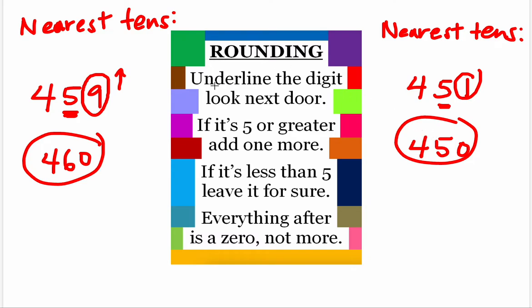Okay, so we'll read this again. Underline the digit, look next door. If it's 5 or greater, add one more. If it's less than 5, leave it for sure. Just leave it as it is. And everything after is a 0, nothing more. So just a 0. Okay? So again, if you need to copy this down into your notes, be sure to do that.